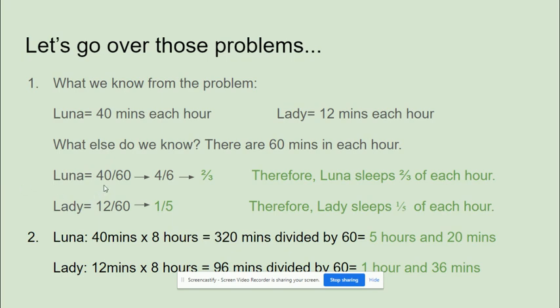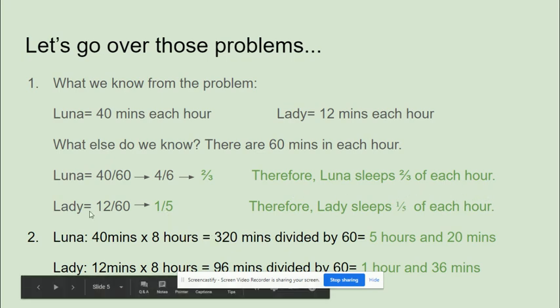So for Luna, 40 minutes out of 60 minutes is equivalent to 4 out of 6, or 4/6. And that is equivalent in simplest form to 2/3. Yes, Annabelle, it also means equals. Annabelle's my assistant over here, chiming in that equals and equivalent mean the same. Therefore, Luna sleeps 2/3 of each hour.